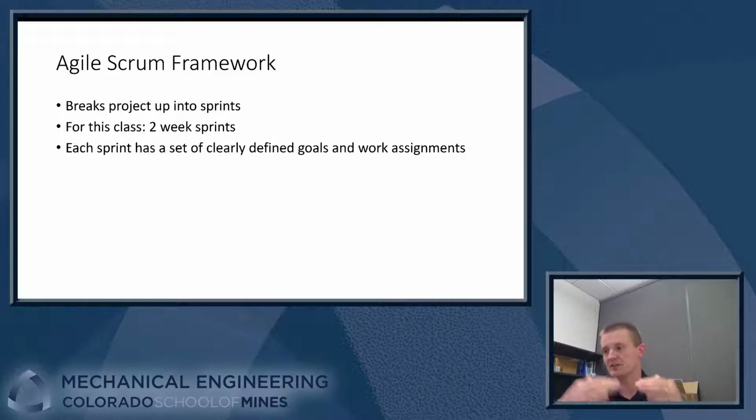You'll work consistently for 2 weeks to try and get a specific set of deliverables done, and then you'll reevaluate your project every 2 weeks and see how things are going. And the key thing here is each sprint has a really clearly defined set of goals and work assignments that you set out at the beginning of the sprint, and then at the end of each sprint, you reflect on how that went, and you talk together as a team to figure out what the goals for the next sprint should be.